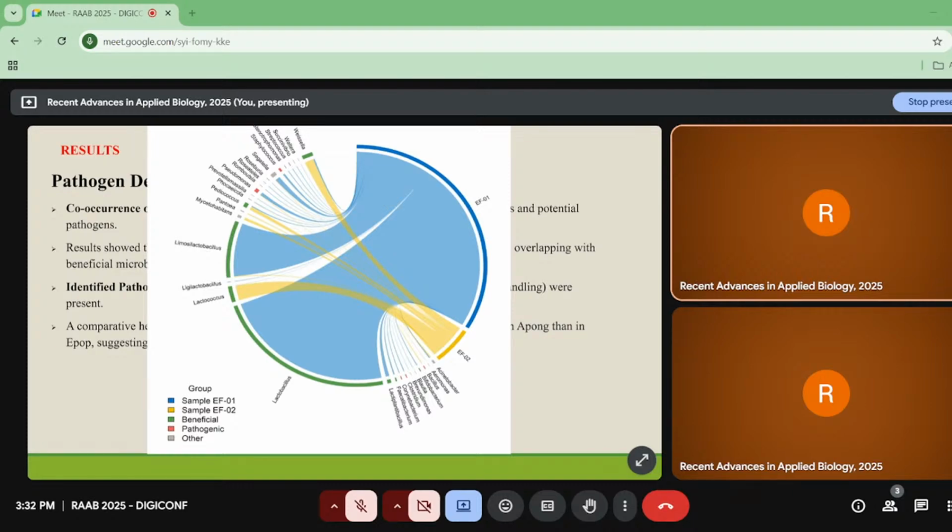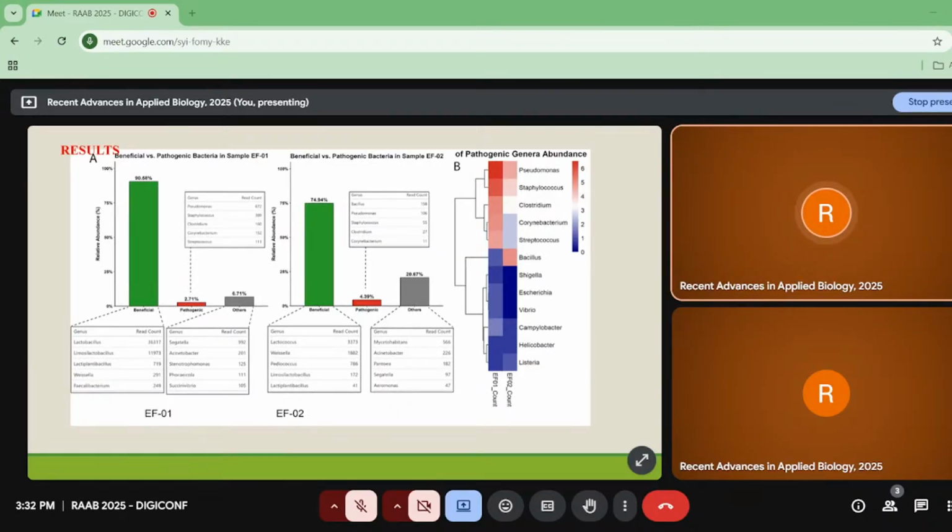Now, what if we store the sample for some time, for 6 months or 1 year? Can those small numbers of pathogens increase to a high number? That was our research question. So we stored the sample for 1 year, and we will see that next. If we check particularly what the pathogenic microbes are in EF1 and EF2, those are Pseudomonas and Staphylococcus in this number. They are there, but in very small numbers. That is why it is not harmful while consuming.